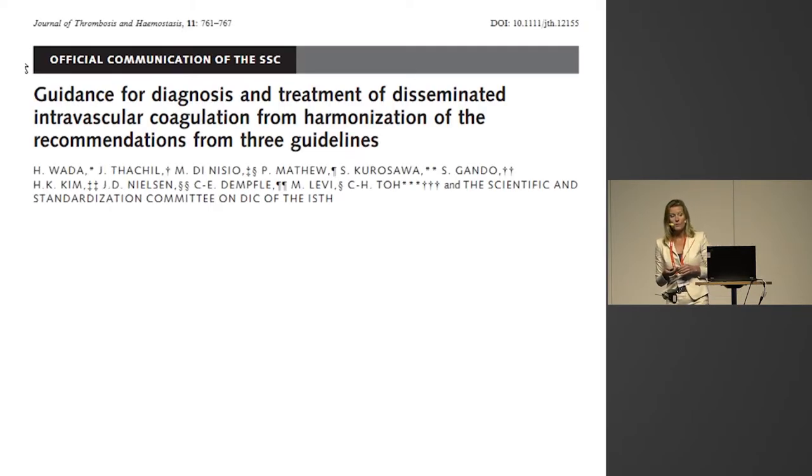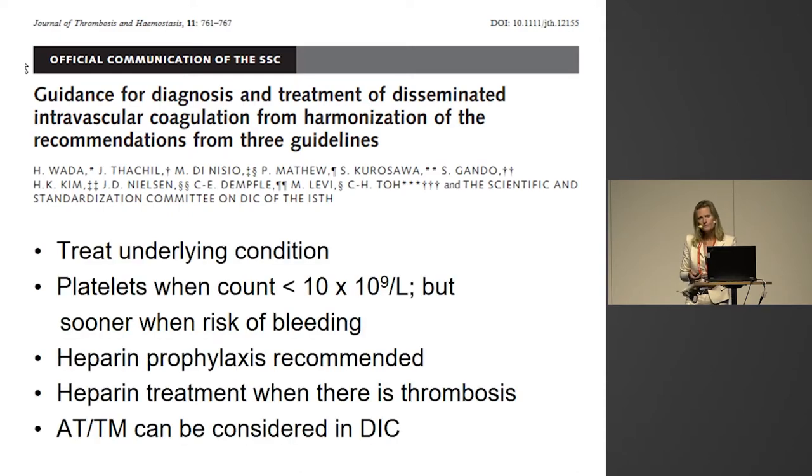So how does this all add up? There are several guidelines out there. Japan has written a guideline, the ISTH has written a guideline, and other groups. All that's in the guidelines has been reconciled in this paper, which says, okay, if you have DIC or coagulopathic sepsis, treat the underlying condition and the coagulopathy will resolve. Transfuse platelets when the count is below 10, but you can do it sooner when there is a risk of bleeding, which I don't find very helpful because I think in DIC there is a risk of bleeding.